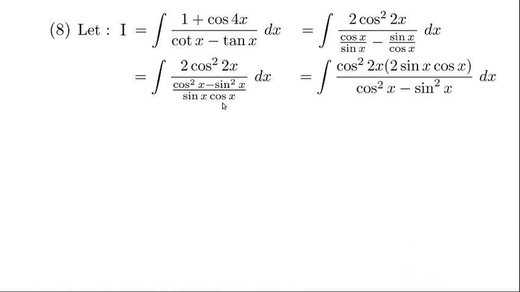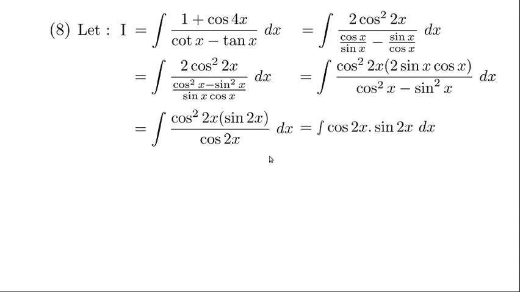So that gives you, this part goes to the numerator and 2 is taken along with this, so it becomes 2 sin x cos x, and cos square x minus sin square x is nothing but cos 2x. So here one cos 2x cancels, we get cos 2x into sin 2x. To this we multiply and divide by 2. So half into integration 2 sin 2x cos 2x dx.